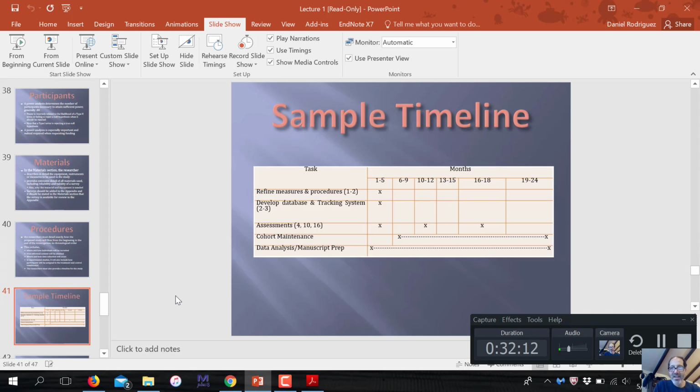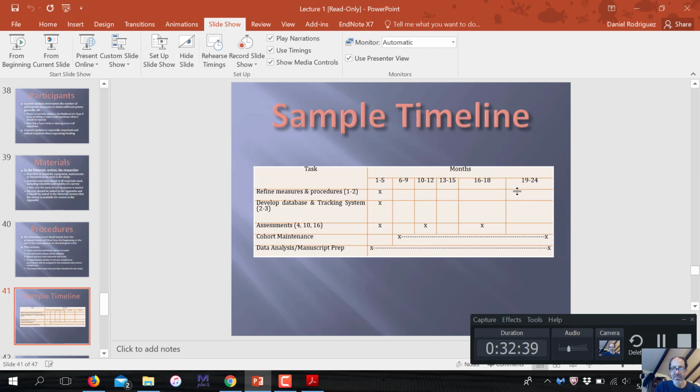Speaking of time, we have timelines in our grant, and these are very key because this shows you how long everything's going to be taking and when you plan to do it. Like in this timeline, we're going to refine the measures and procedures in the first 2 months, develop the database and tracking system. After that, do our assessments all the way through here, do cohort maintenance and manuscript prep.